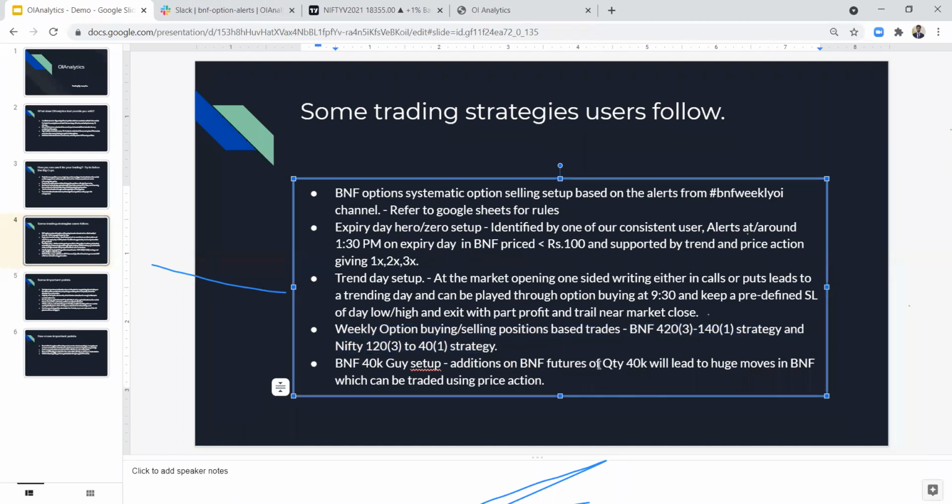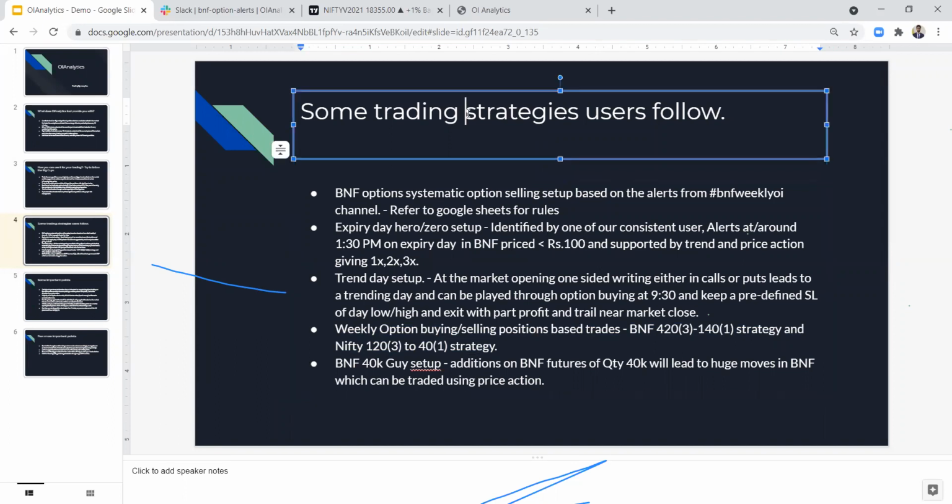So that is one thing which can be created as a strategy as well, because we know that it will be trending. Based on that, you can create some position. So these are the trading strategies that our users follow, right?